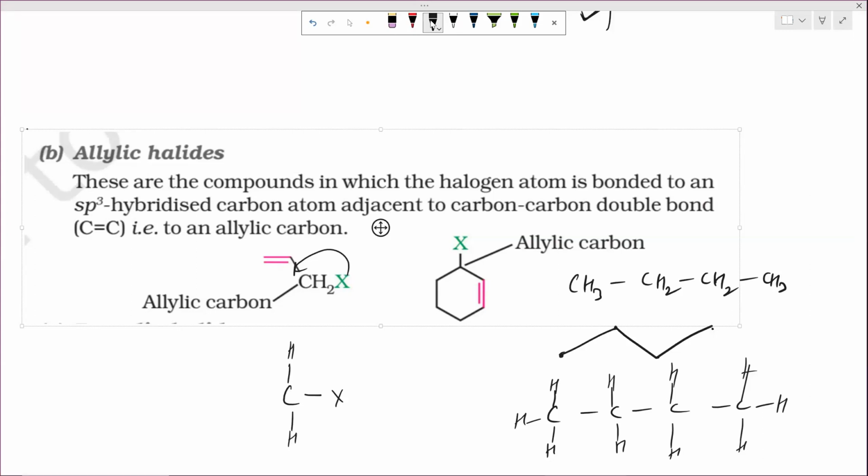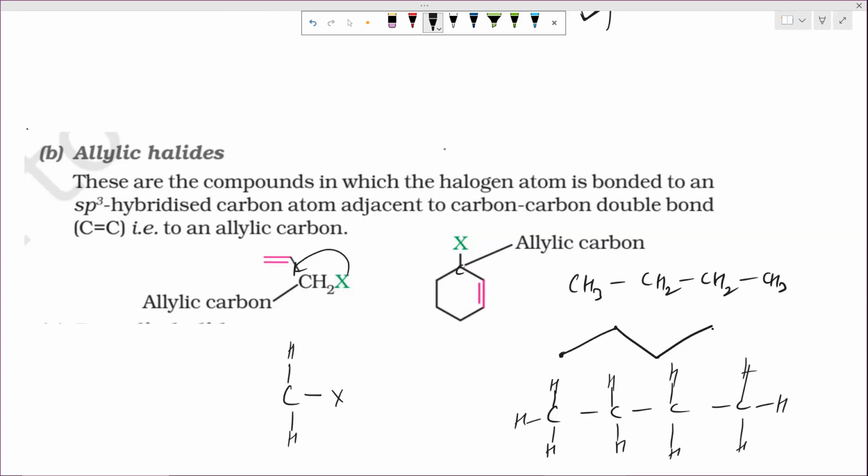In the allylic halides, the halogen is attached to an sp3 carbon, which is further bonded with a double bonded carbon atom. Here this is a single bond. This is a carbon, but it is not a benzene ring. You can check it. This is having only a single bond here, not every one a double bond.